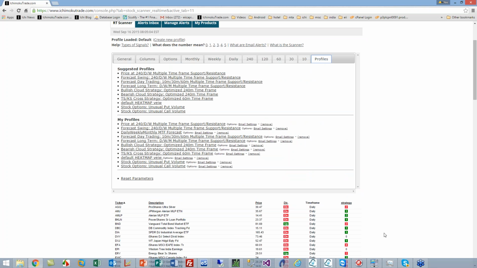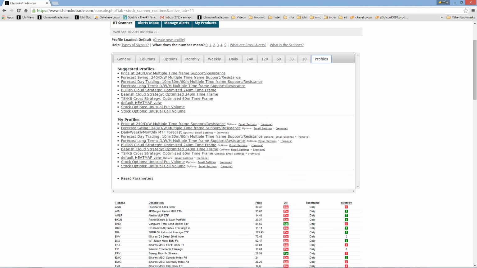If you look at the profiles here, I've kind of changed the wording this week to help everyone. A lot of the webinars I talk about multiple time frame support resistances. The multiple time frame support resistances is basically where you're looking to see if the various time frames have the same support or the various time frames have the same resistance level. That's what the MTF stands for.